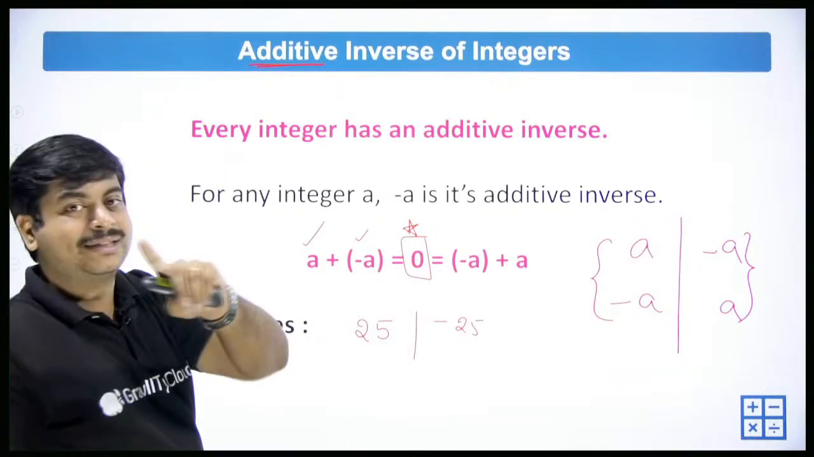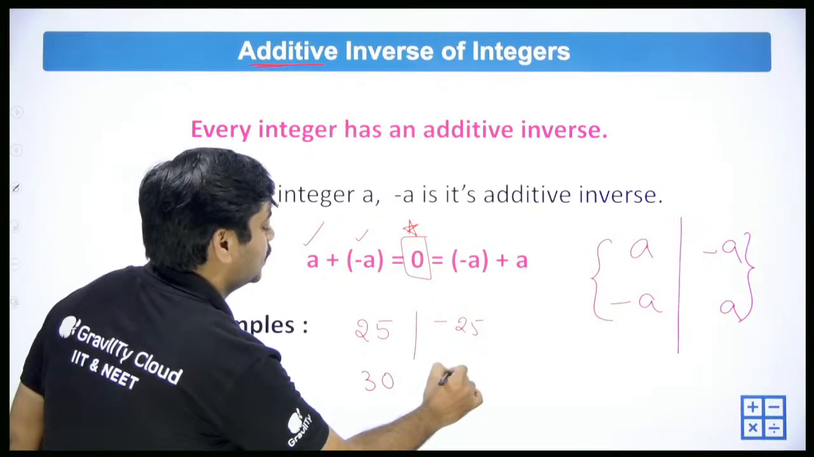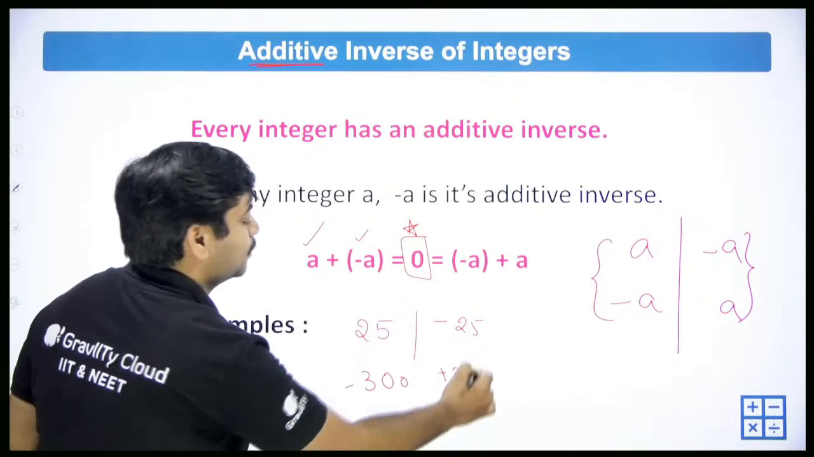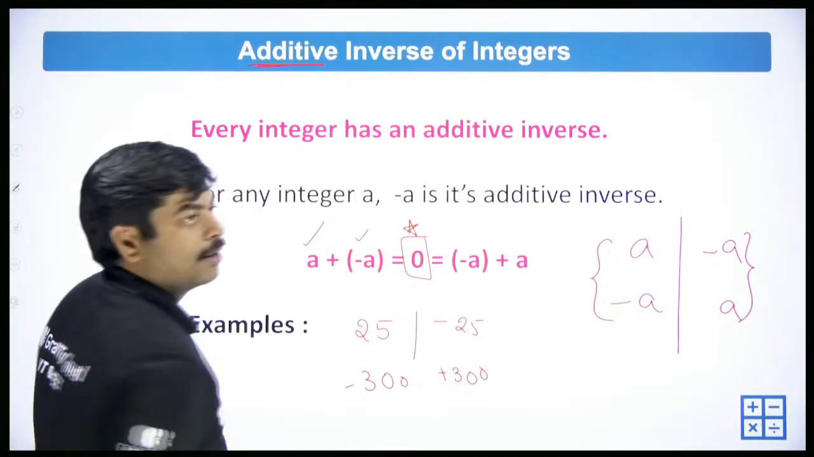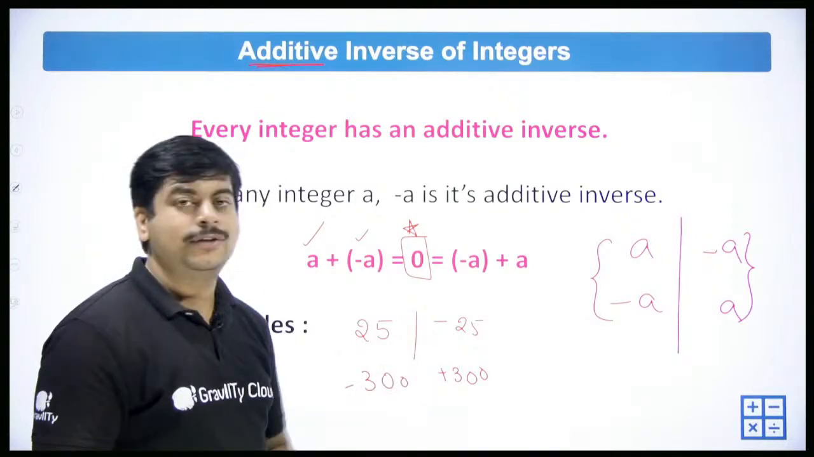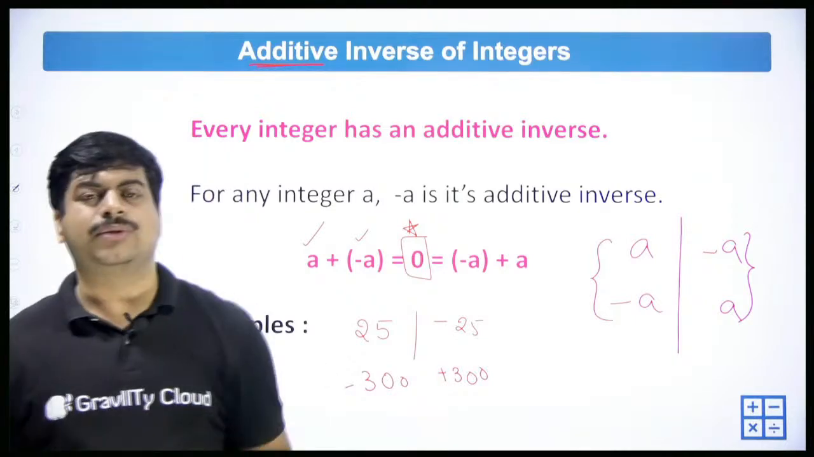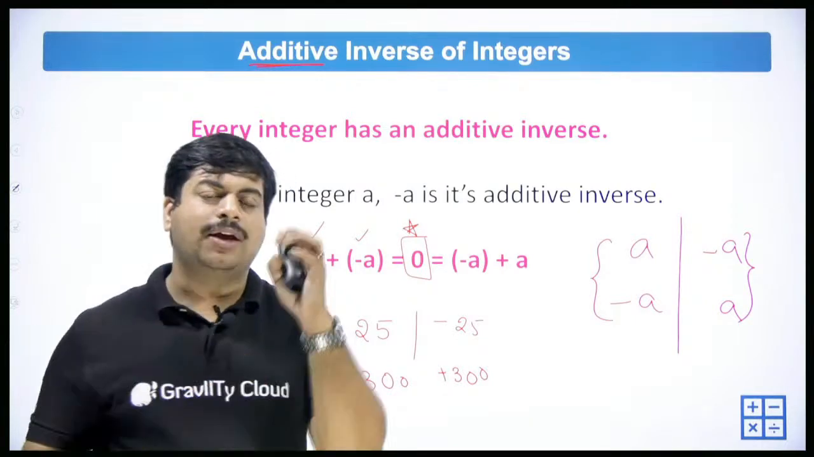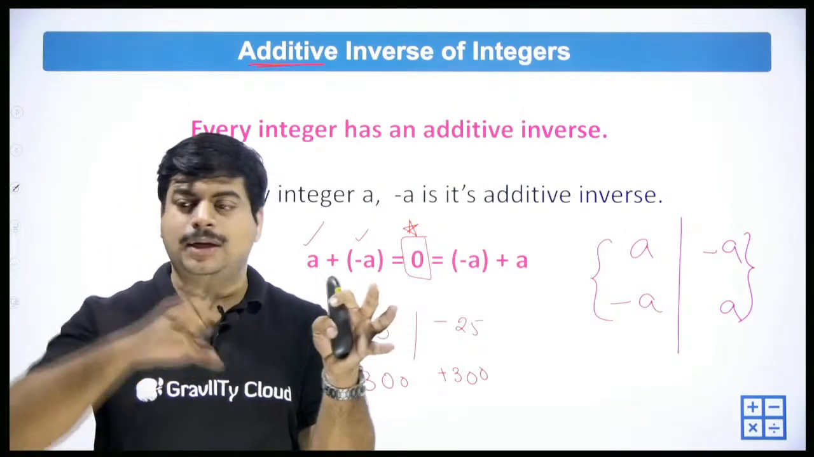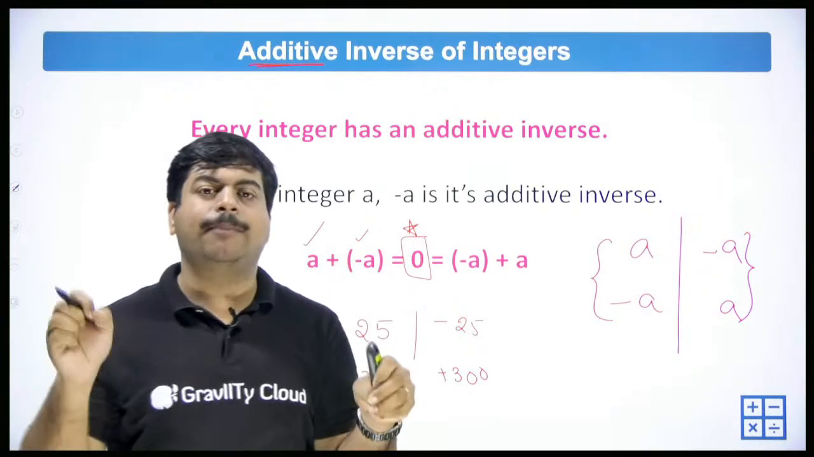Inverse means you should get the sum as 0, right? 30 plus 0 is 30. Minus 300 plus 300 will give you 0. So all these are different examples for additive inverse. Simply change the sign. If you have a negative, remove it. If you don't have one, keep it. A positive number will give you a negative number, and a negative number will give you a positive number.